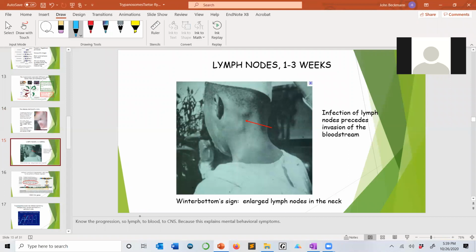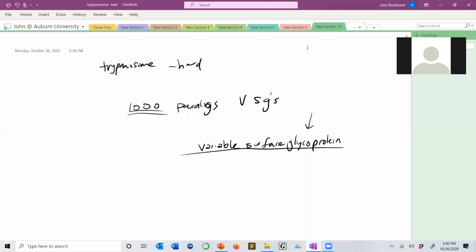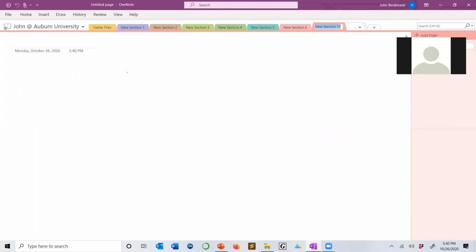And then from there, they'll infect your blood. And then you'll either die or they'll go into your brainstream, your CNS, your cerebral spinal fluid and your central nervous system, and they'll infect those and start changing your behavior. Okay. So in terms of like the treatment of this, so treating this is difficult.